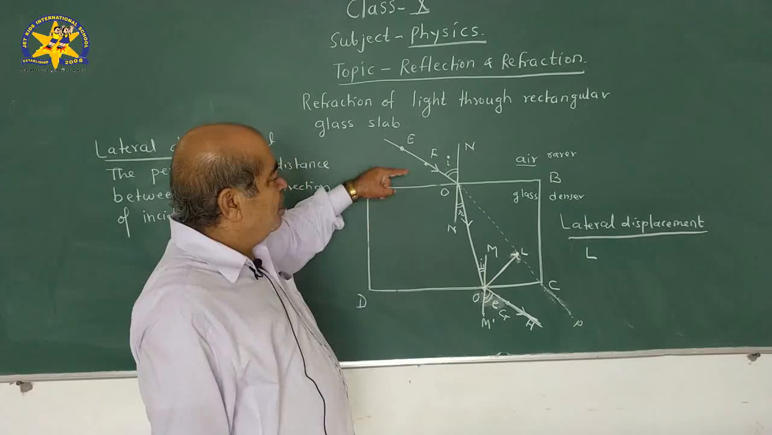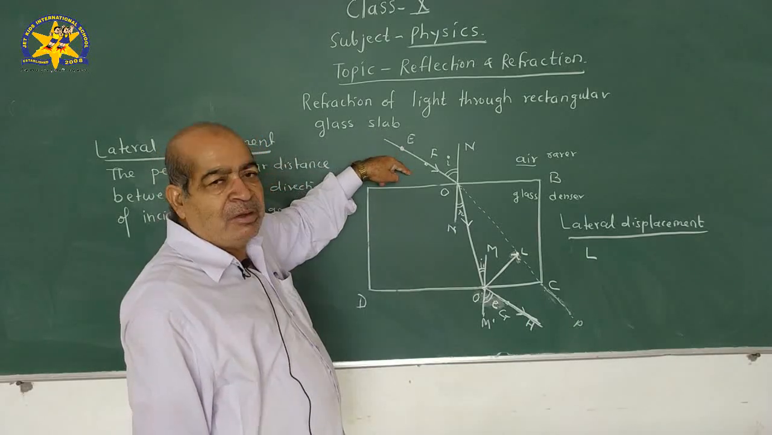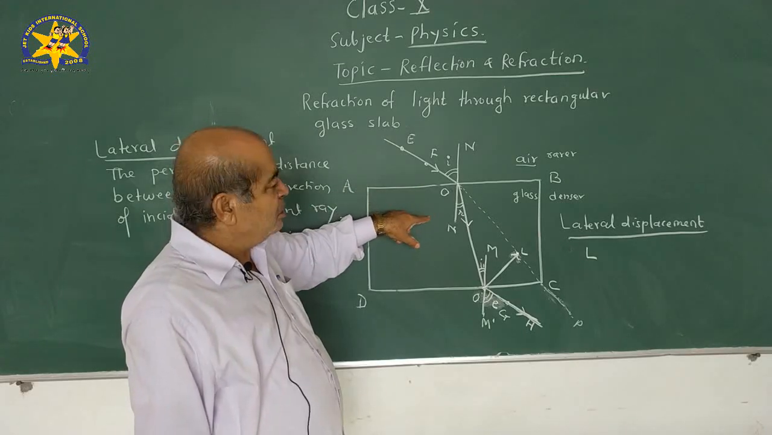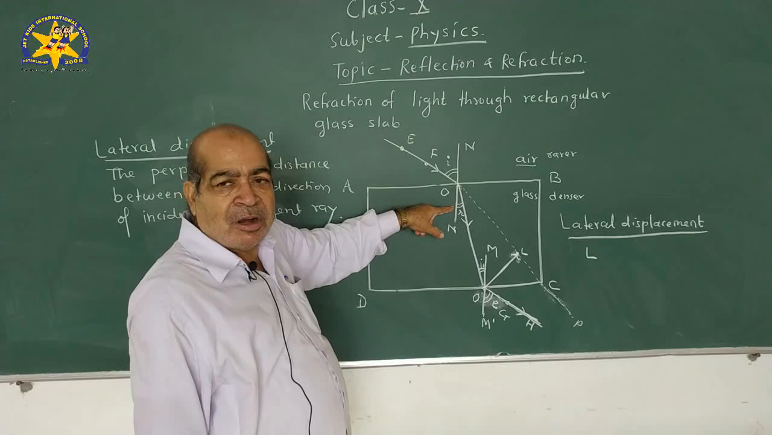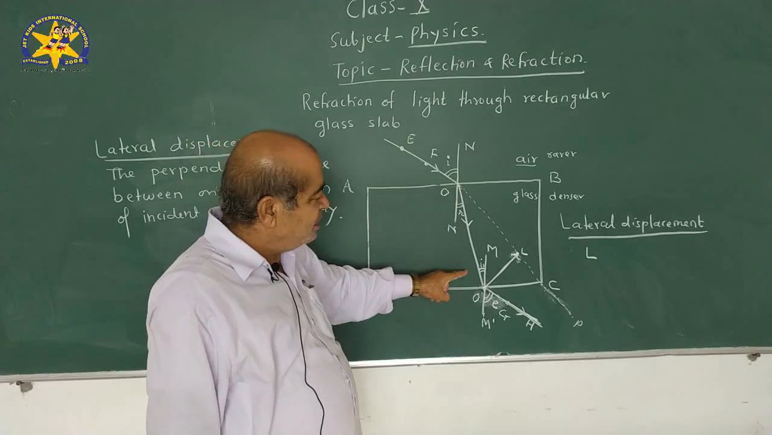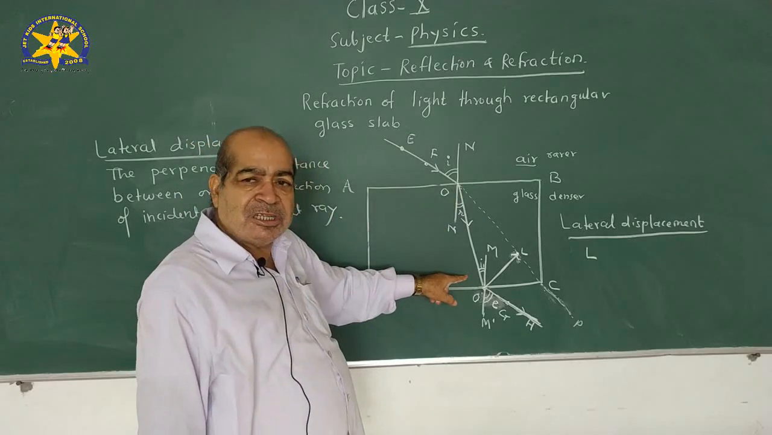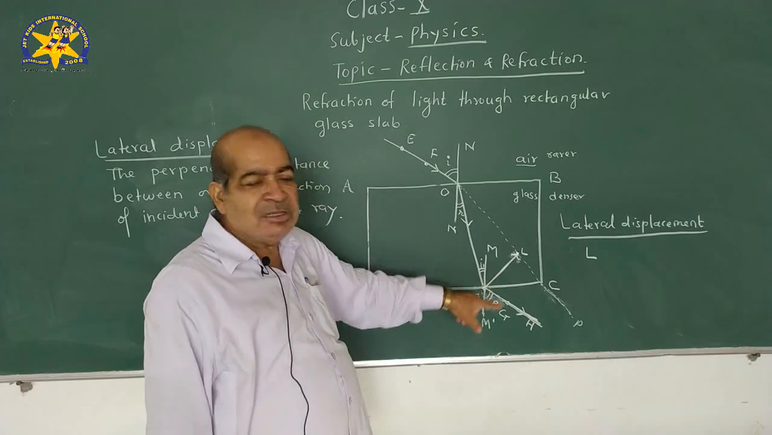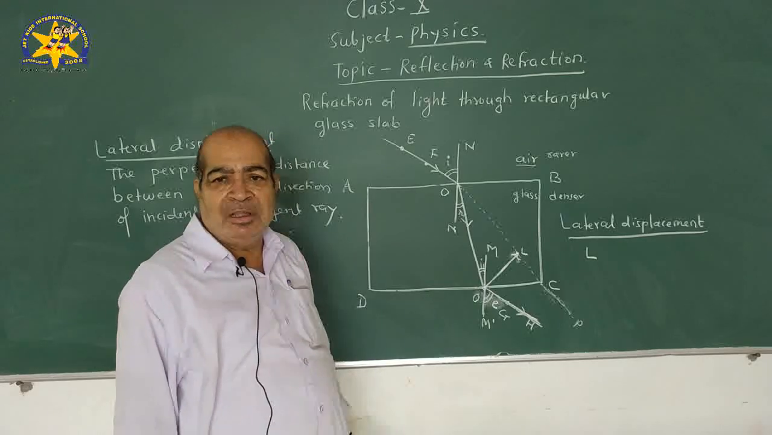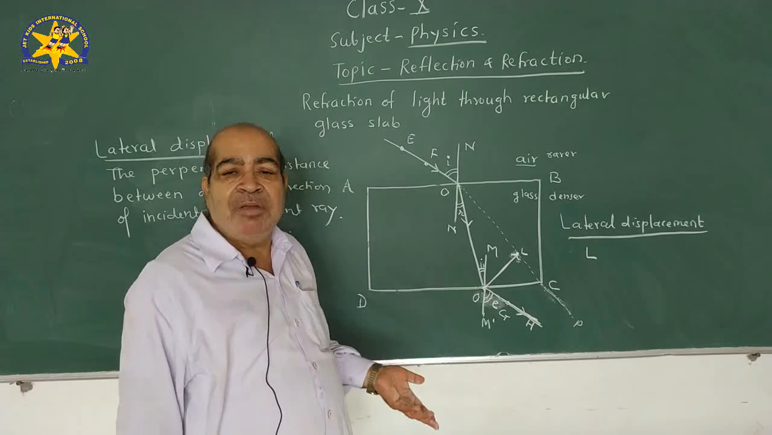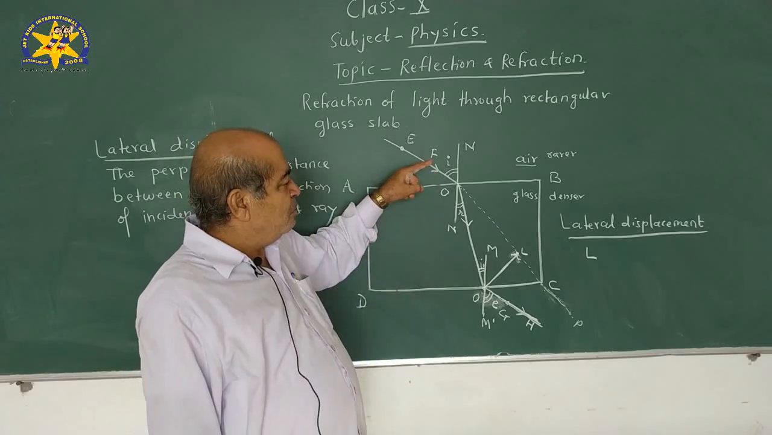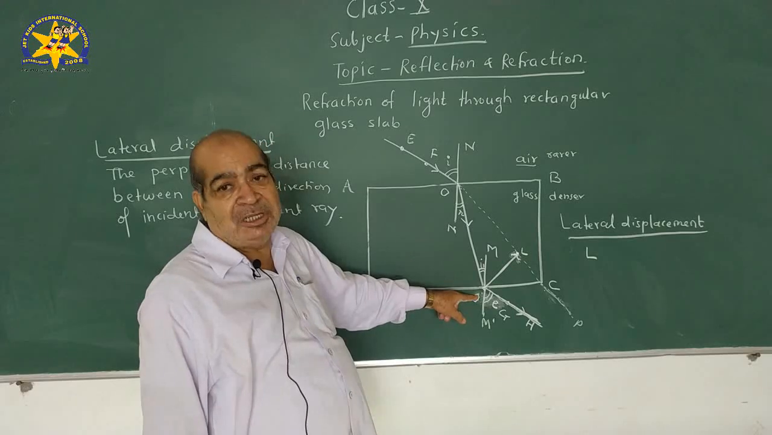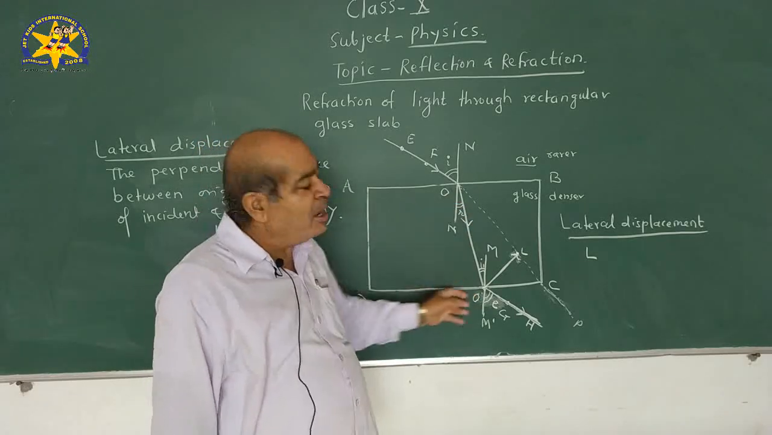When light travels from the rarer medium to the denser medium, it bends towards the normal. And when light travels from the denser medium to the rarer medium, it bends away from the normal. The amount of bending in the first case and the second case are equal and opposite, that is, this is towards and this is away.